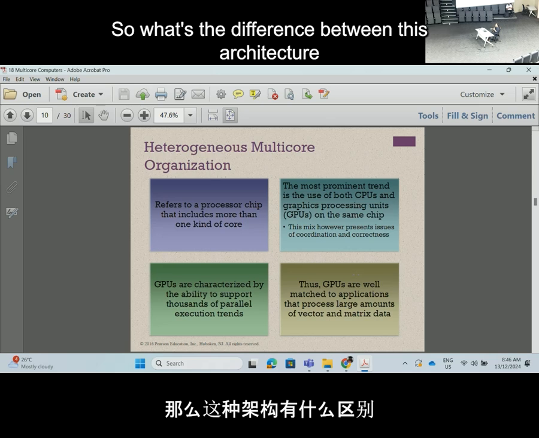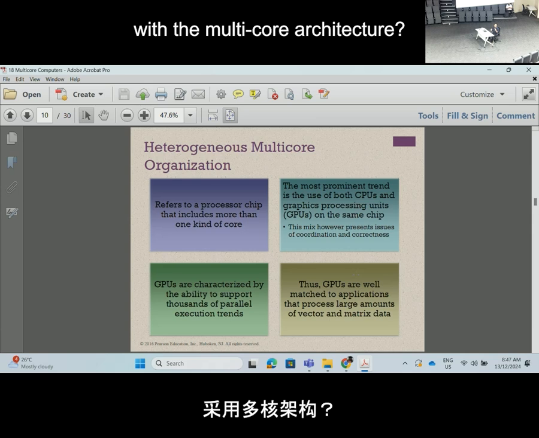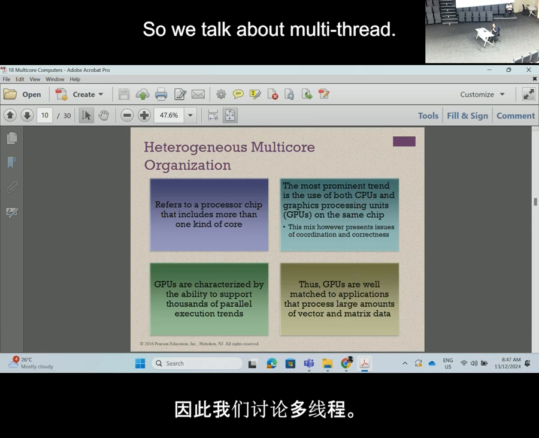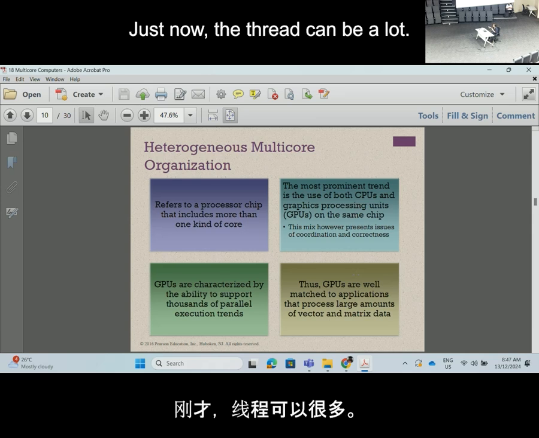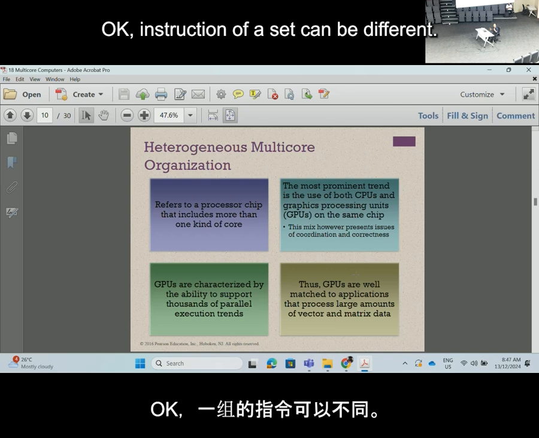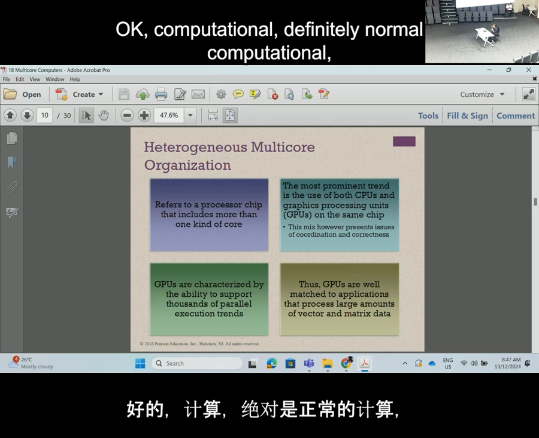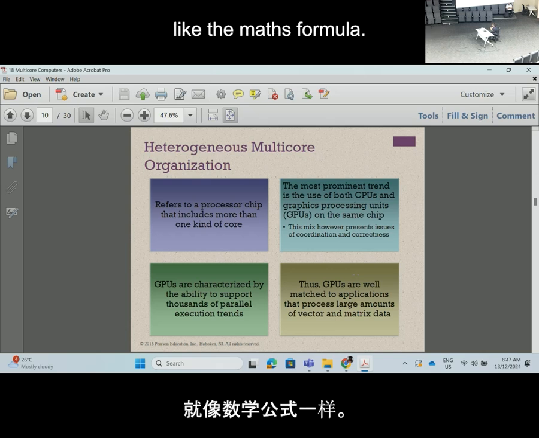So what is the difference between this architecture and the multi-core architecture? We talked about multi-thread just now. The threads can be a lot. The instruction sets can be different. Computational work, definitely normal computation like maths and formulas.